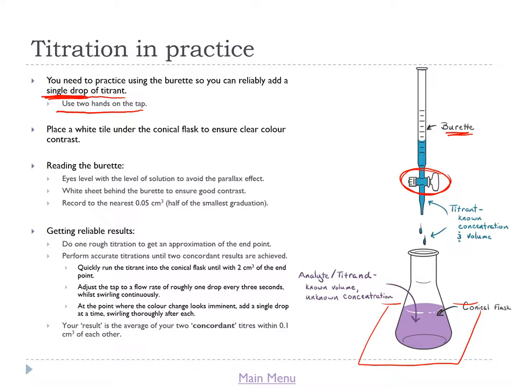Another important thing is to have a white tile underneath your conical flask so that you've got a really good clear colour contrast, because although you should have a really sharp colour change, sometimes it's not so clear and you want to make sure that the colour of your bench or the colour of something else isn't distracting your eye from the colours you're trying to look at.